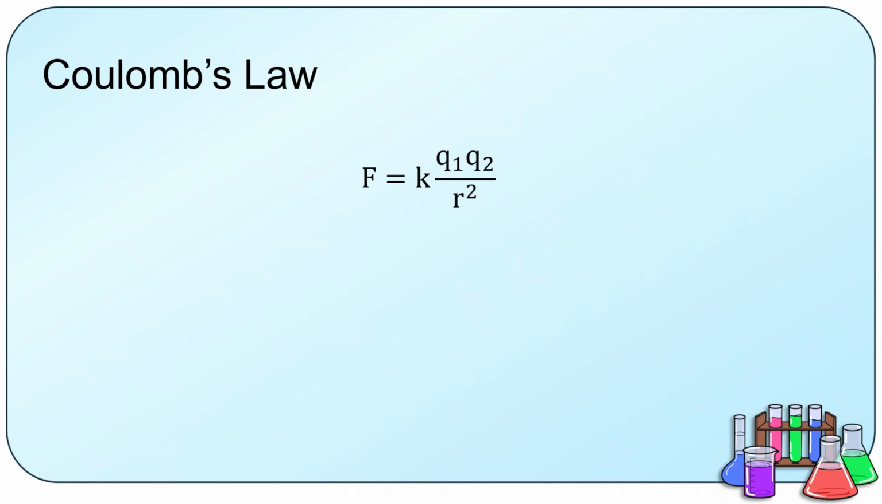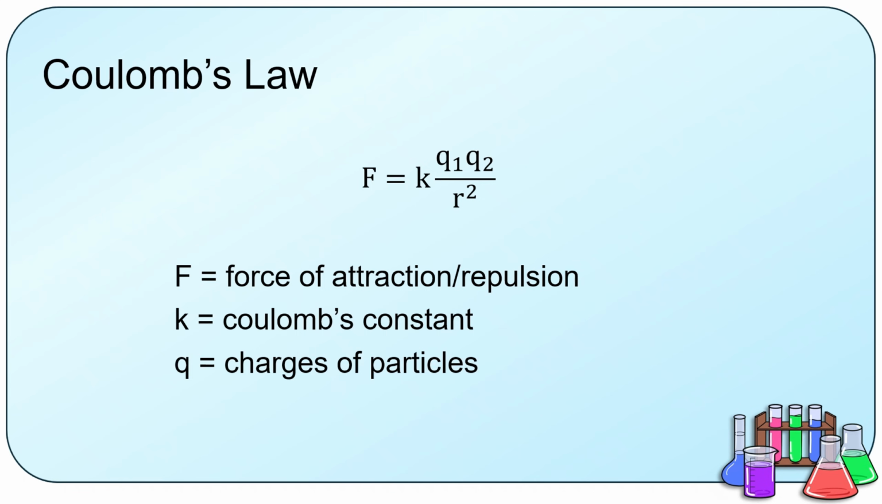It looks like this. Here's what all the variables stand for. F is the force of attraction or repulsion between particles. For periodic trends, we'll focus on the attraction between protons and electrons. K is a constant. Q means charges. We'll look at the positive charge of the nucleus, which is called the nuclear charge, and how that interacts with the negative charge of the electrons. R stands for distance, so distance between the nucleus and electrons.